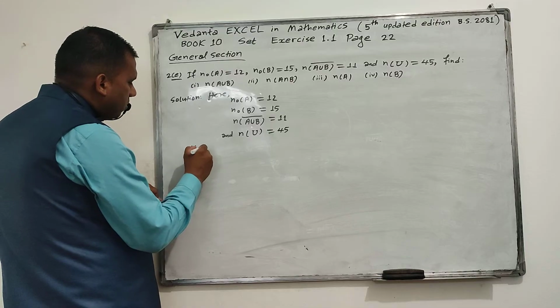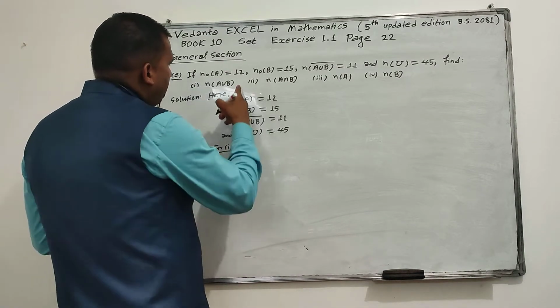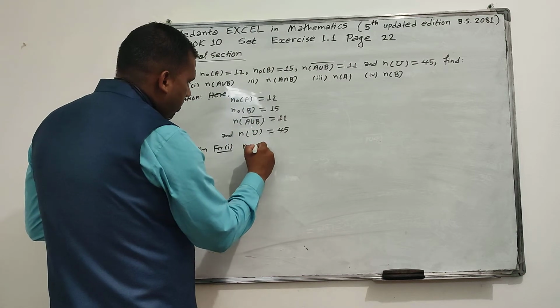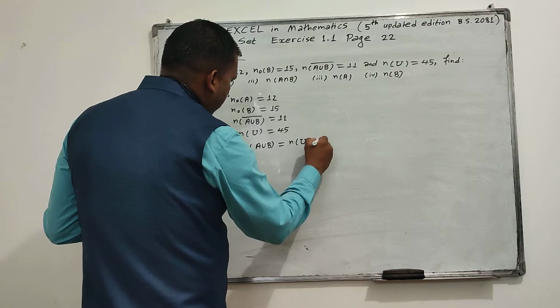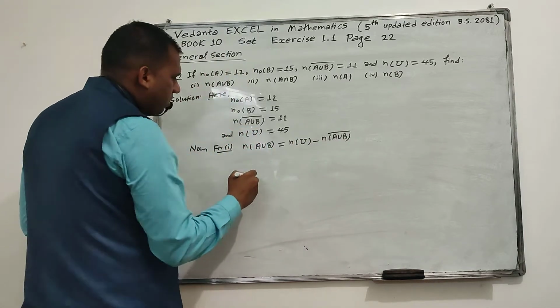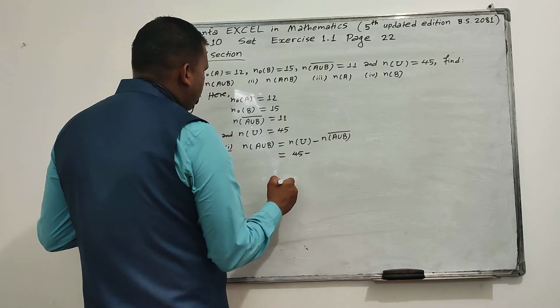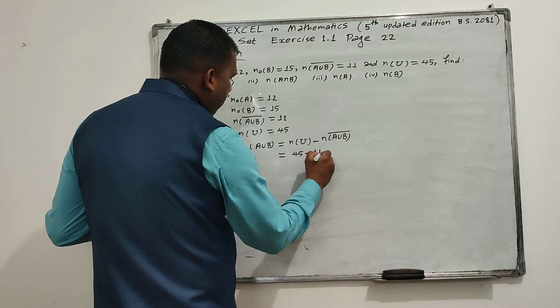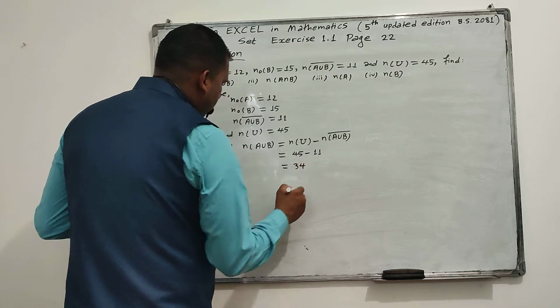Now, for 1, we have to find number of A union B. Number of A union B equals number of U minus number of (A union B) whole complement, by using the formula. This equals number of U, 45, minus number of (A union B) complement, that is 11. 45 minus 11, that is 34.